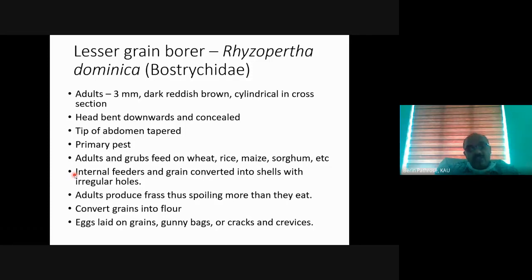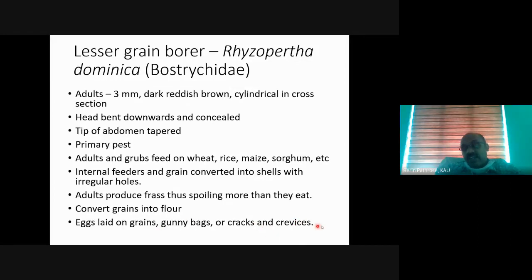So that is because the insect feeds on the internal content of the grain and the grain will be converted into flour, powder. So that is its capacity. The internal contents will be fed on by the beetle as well as the grub, and it will be converted into flour. And the eggs are laid on grains, gunny bags, or cracks and crevices.